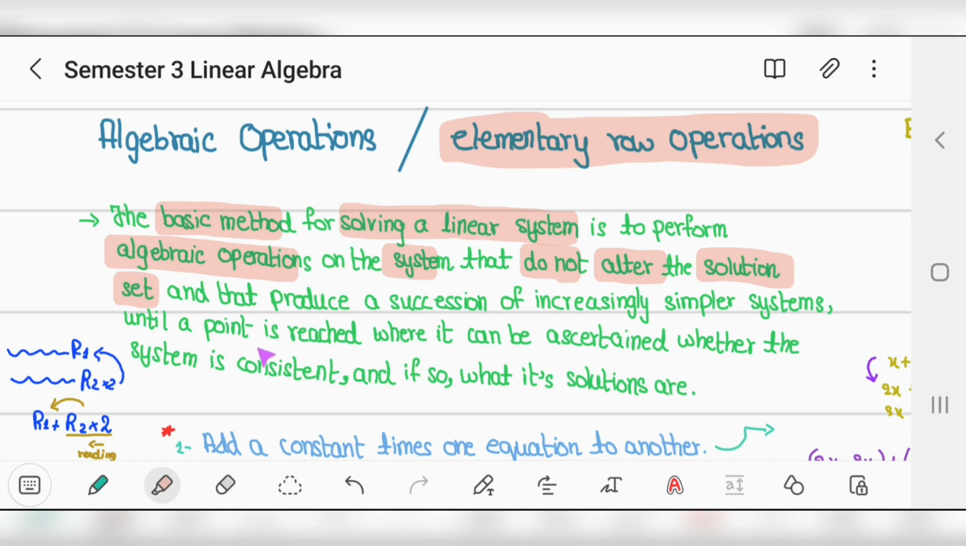We do it in this way that we try to solve the linear system in such a manner that it does not alter the solution set, so that we could find out what the solution of that particular matrix is, and that produces a succession of increasingly simpler systems. It makes it more simple until a point is reached when it can be ascertained whether the system is consistent, and if so, what its solutions are.